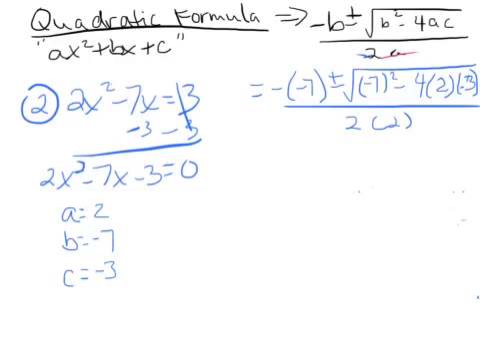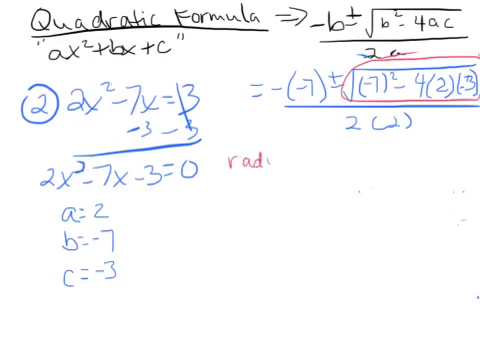My b value is negative 7. My a value is 2. My c value is negative 3. And then in the denominator, 2 times 2, because my a value is 2. So again, before I do anything, I want to take care of this crazy radical, and I want to simplify it all that I can.